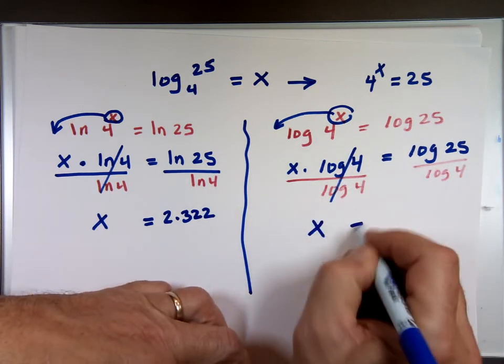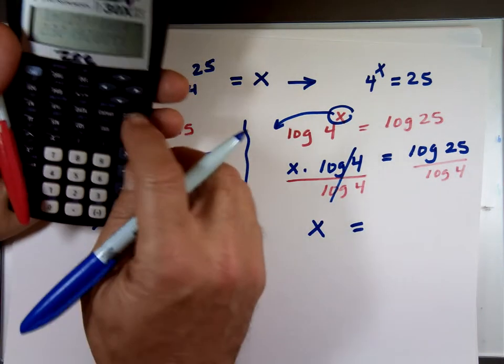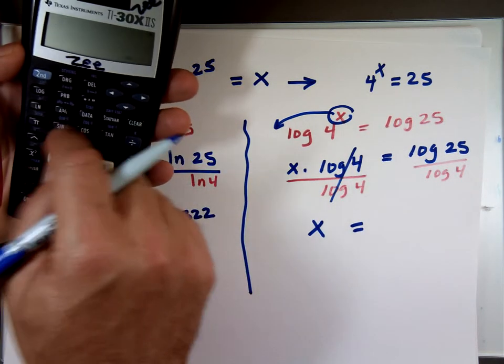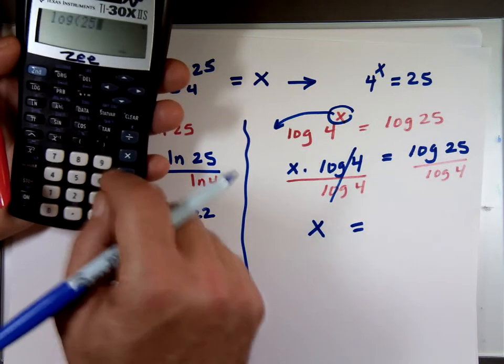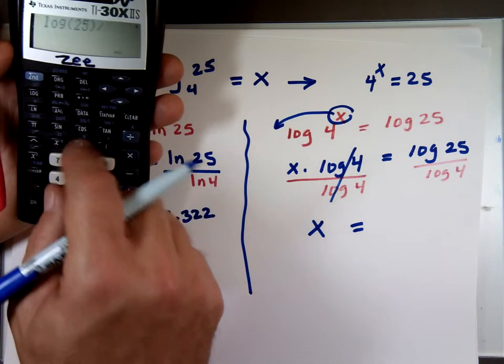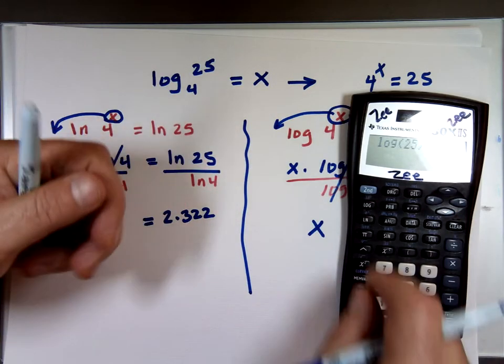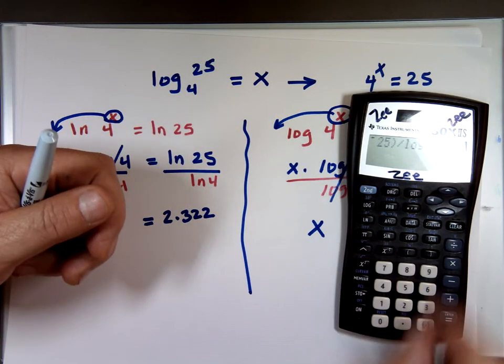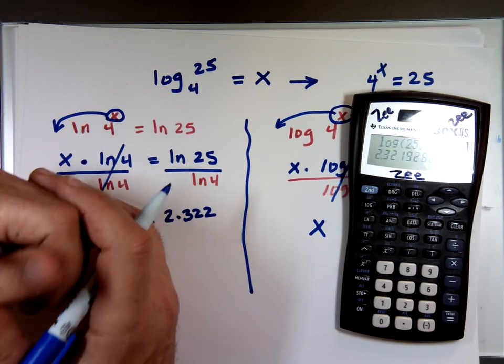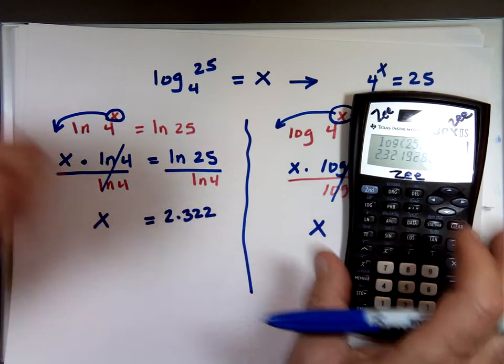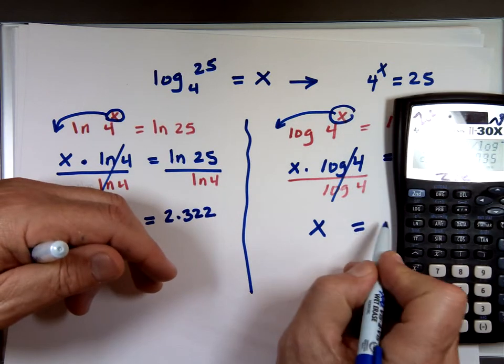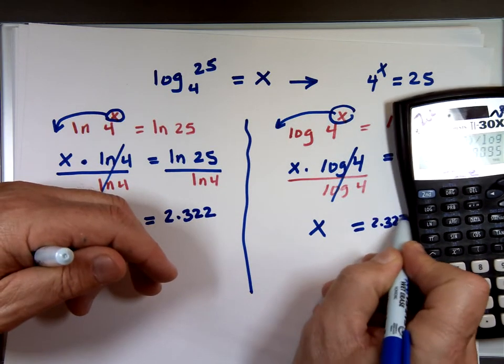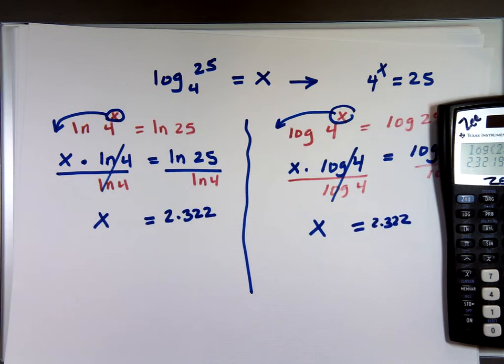X equals the log, not the natural log, the log of 25, close the parentheses, divided by the log of 4, close the parentheses. Is it the same answer? Yes, it is. 2.3219. So regardless if you use the natural log or the log, your answer is not going to change. So it's just preference. Some people like the natural log, some people like the log. That's called the change of base rule.